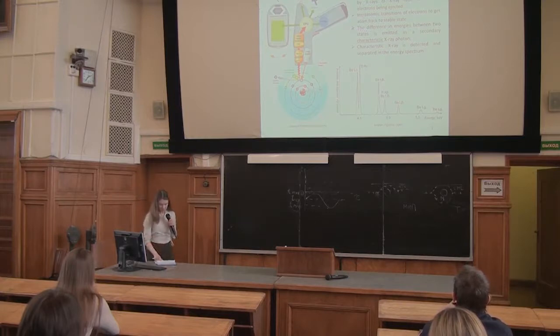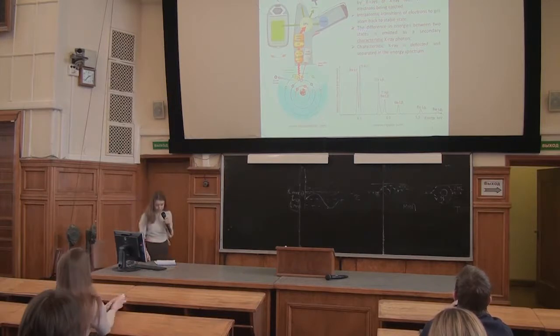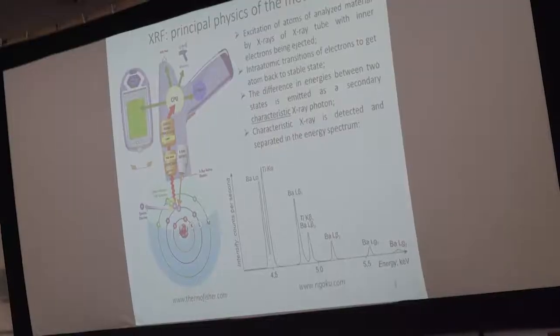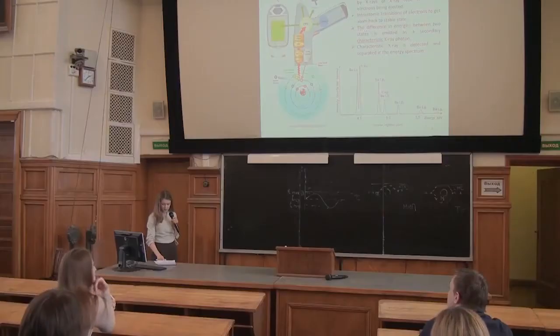Because of the vacancy in the inner electron shell, the atom becomes energetically unstable. To bring it back to a stable state, an outer electron fills the vacancy, and the energy difference between two states is emitted as a secondary X-ray photon. And this secondary radiation is received by a detector and displayed in the spectrum.